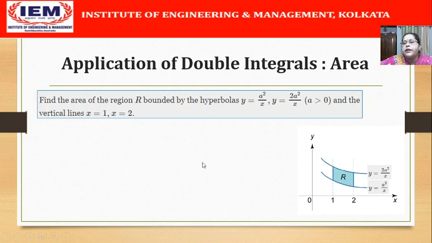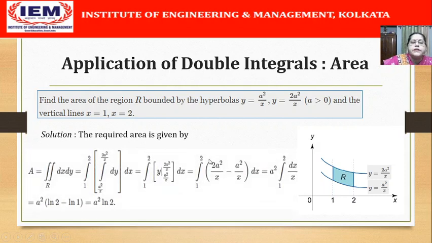Now it's very easy to apply the double integral of dx dy over the region R, because we can easily find the limits. If we first vary y, we see that if we take a vertical strip, the lower limit is nothing but a square by x, and the upper limit is nothing but 2a square by x. So we just put these limits, and the limits of x are already given. Basically, x varies from 1 to 2.